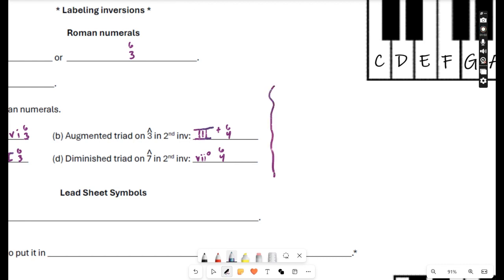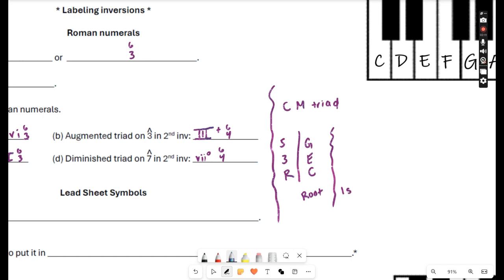Let's say we're looking at the C major triad, the root, third, and fifth, that would be C, E, G, and that would be root position because the root is on the bottom. Now let's say we're in first inversion. That means the third would be on the bottom, which is E. So above it you'd have a G and a C. Between E and G, that's a third interval, and between E and C, that's a sixth interval. So 6-3.